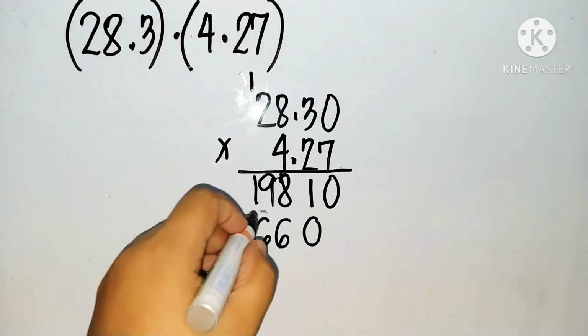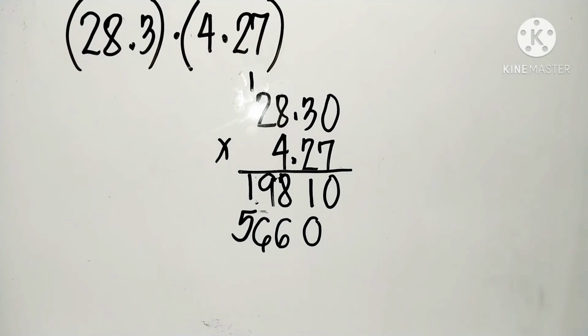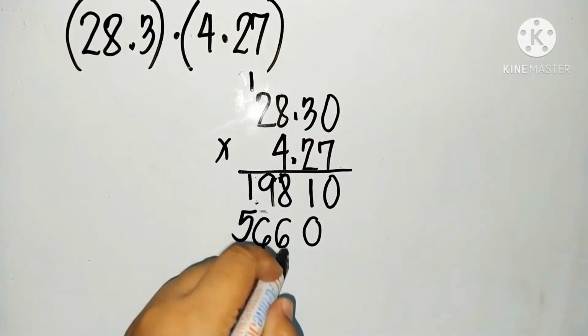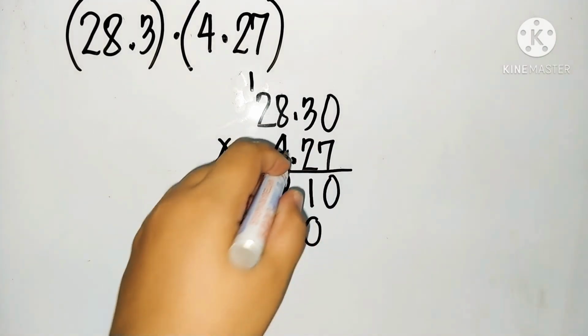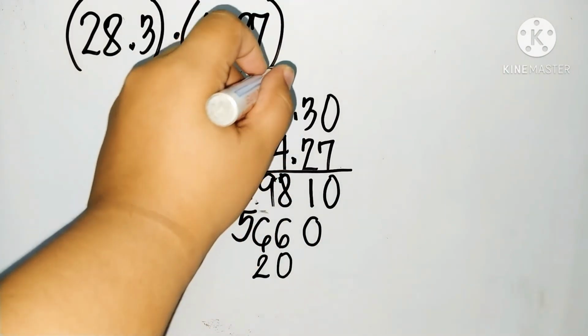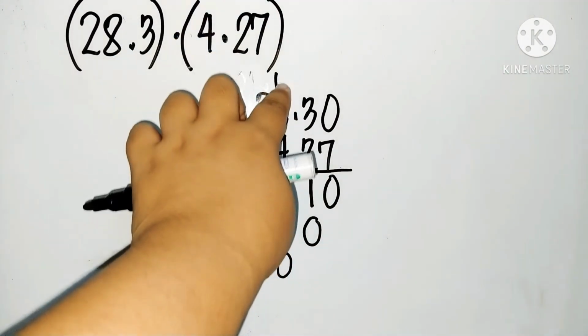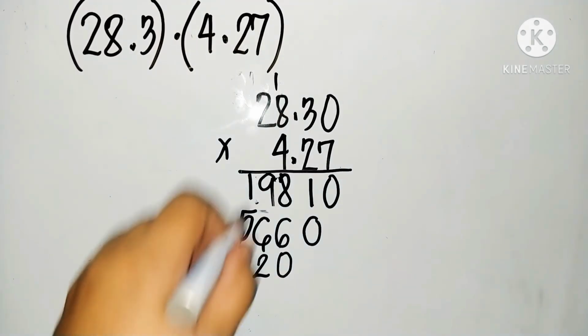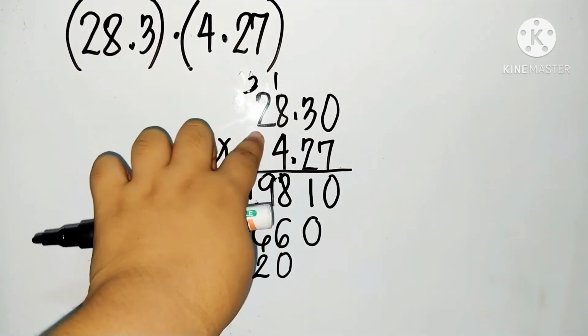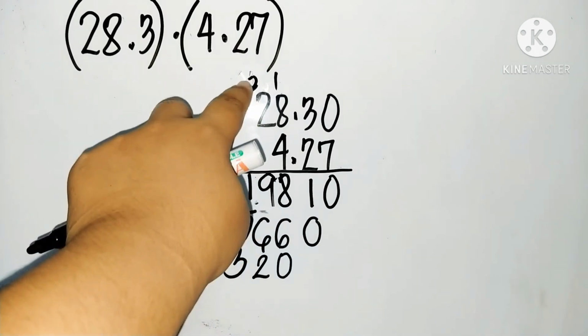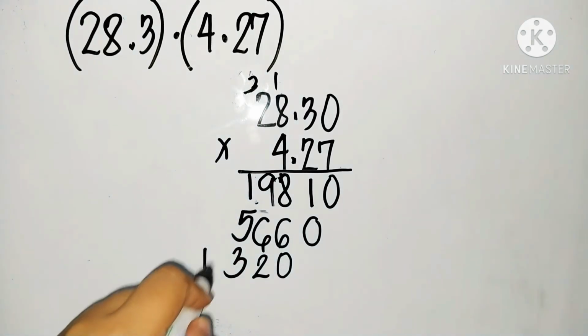Plus 1 is 5. Next, third layer na tayo. Last number na, we have 4. So, 0 times 4 is 0. 3 times 4 is 12. Carry 1. So, 8 times 4 is 32. Plus 1, we'll have 33. Carry 3. 4 times 2 is 8. 8 plus 3 is 11.